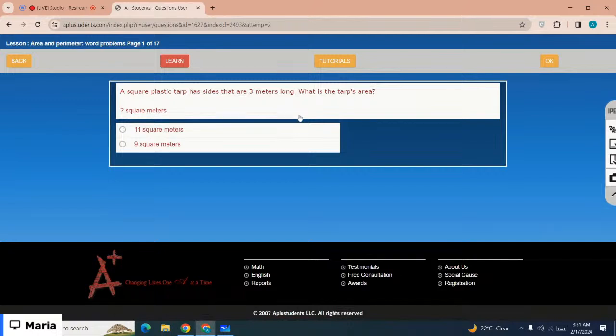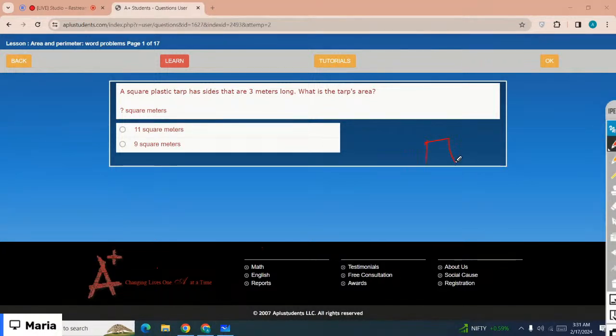A square plastic trap has sides that are 3 meters long. What is the trap's area? So you are given the shape, that is a square, right? You need to calculate the area of the square, and we all know the area of a square equals side times side, right?